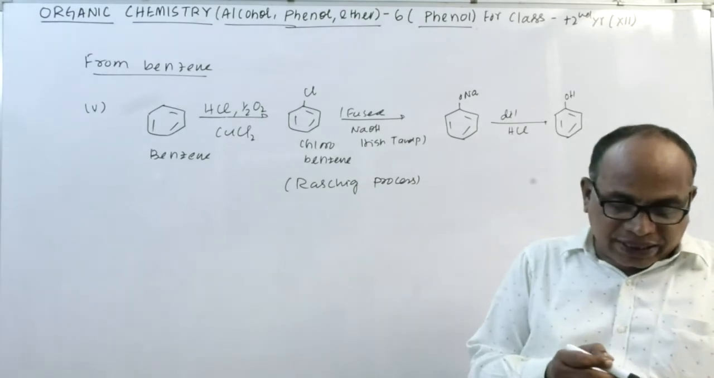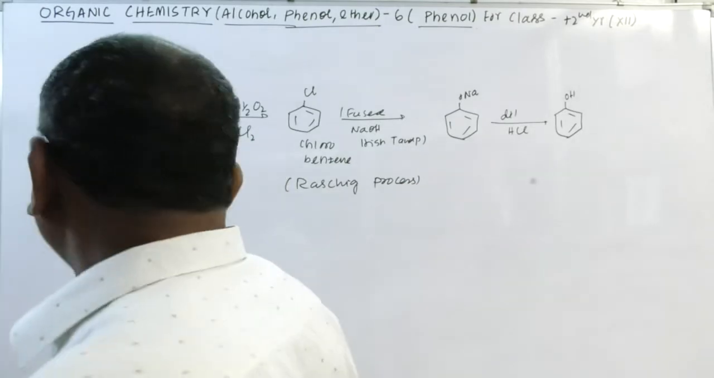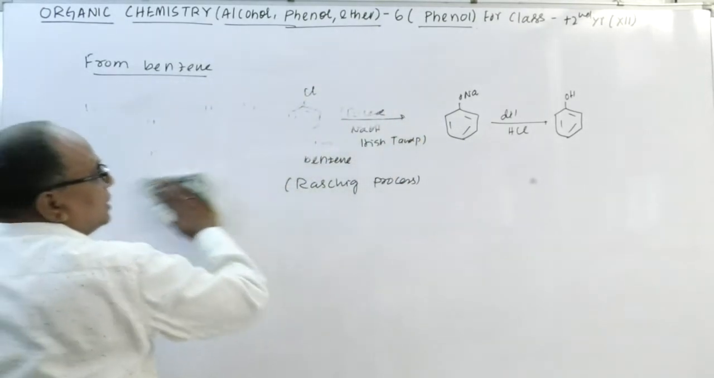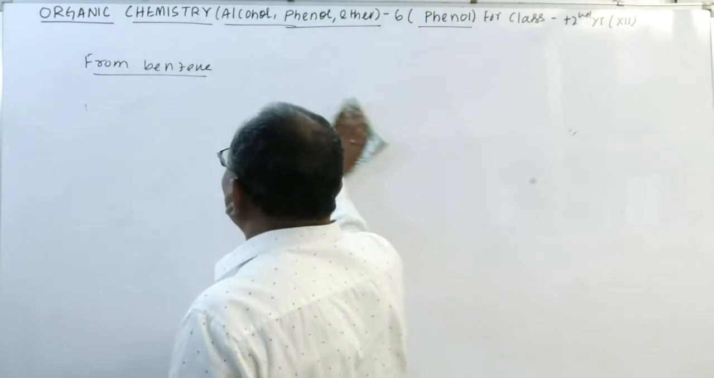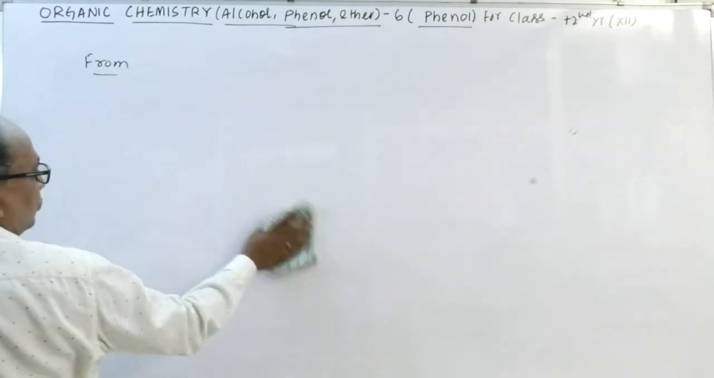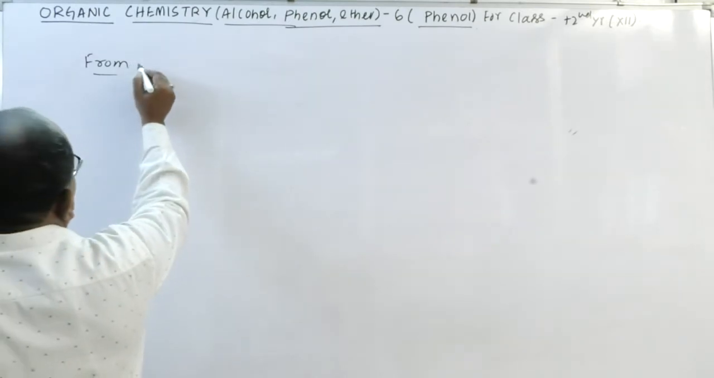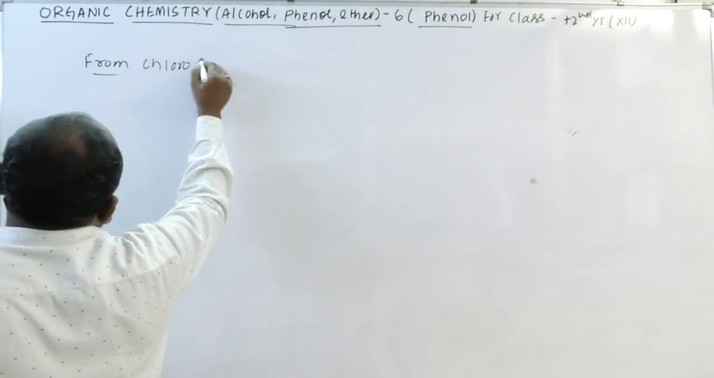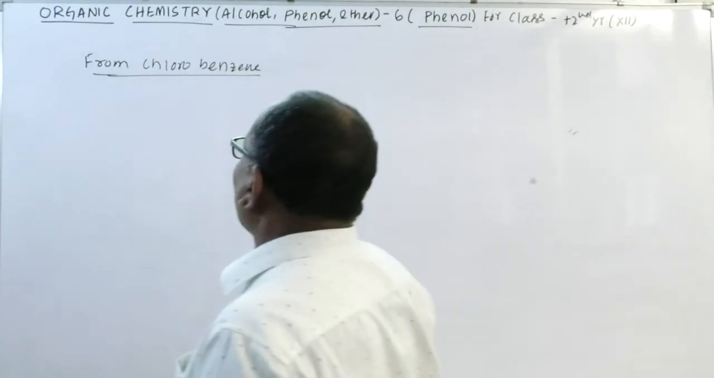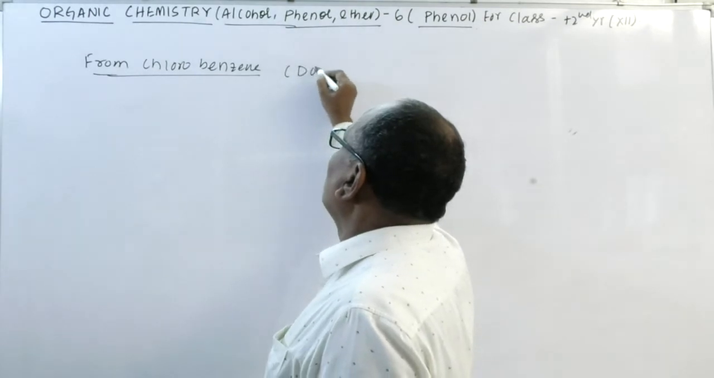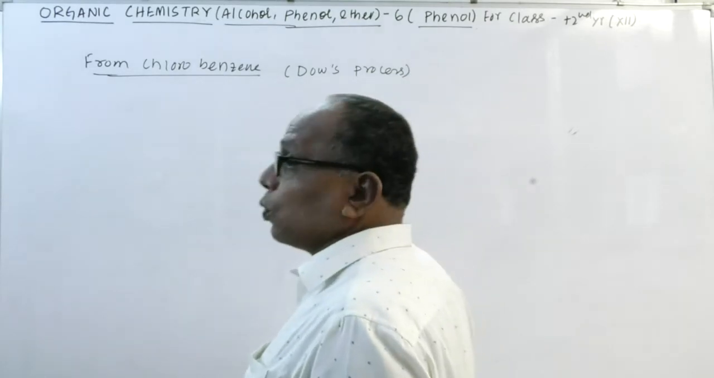And the phenol can be synthesized from chlorobenzene. That is another process that is called Dow process. And this is the laboratory synthesis of phenol from benzene. Now, the phenol from chlorobenzene. You have already discussed two methods from chlorobenzene. And the chlorobenzene converts to phenol, that is called Dow process. What process? Dow process.